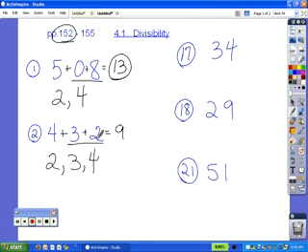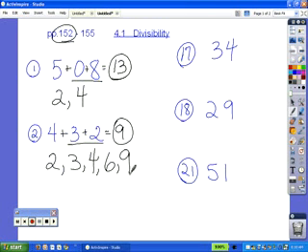For 5, we have to look at the last digit, but it's a 2, not a 0 or a 5, as it must be to be divisible by 5. For 6, we have to see if it's divisible by both 2 and 3, which 432 is, so that makes it also divisible by 6. For 9, we have to look at the sum of the digits, which is 9. Since 9 is divisible by 9, so is 432. 432 does not end in a 0, so it's not divisible by 10.